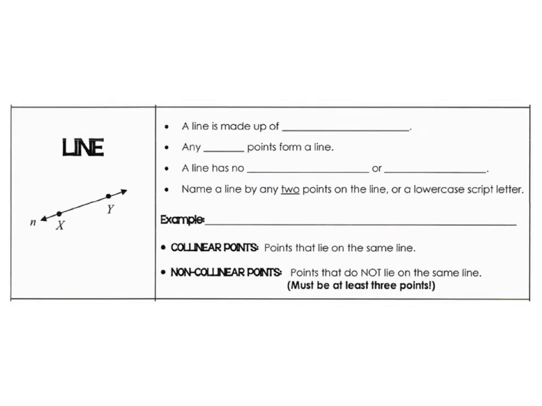A line is made up of points. Any two points form a line. So if we can connect 2 points together, we've got a line. A line has no thickness or width. And we name a line by any 2 points on the line, or we can use a lowercase script letter.